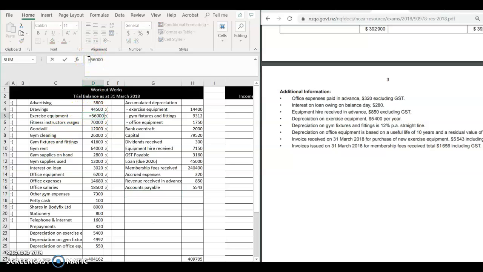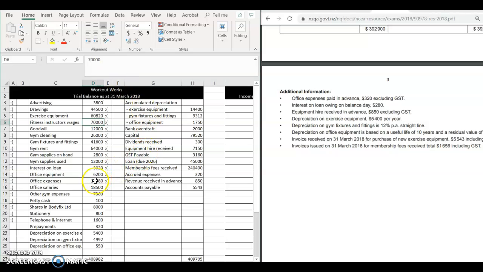So exercise equipment. We're going to add it on, but the tricky part is because it has GST, we're going to take the GST portion off. So we're going to add on the 5543 divided by 1.15. That'll take the GST off for us.